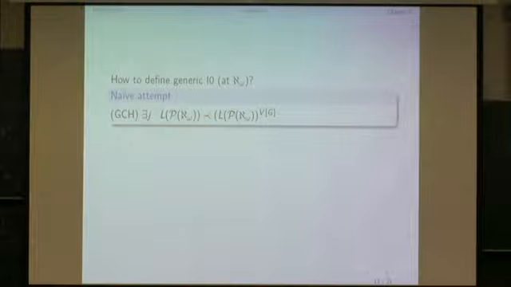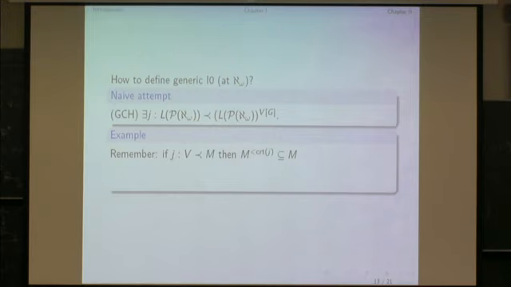But what are you assuming about the forcing? You say G is generic over some... For now nothing. This is why it's a naive attempt. So I'm not assuming anything, and now I'm saying that you have to assume something about the forcing, and it's going to be the next slide.